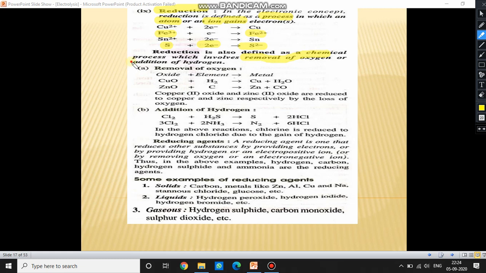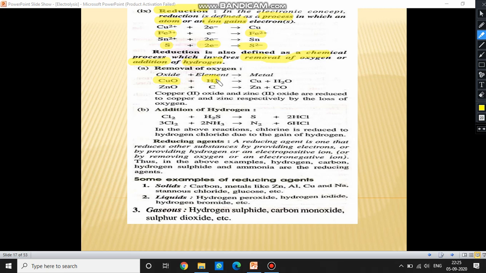Reduction can also be defined as a process which involves removal of oxygen or addition of hydrogen. So you can also define it as a removal of oxygen or addition of hydrogen. It is exactly the reverse of oxidation. For example, cupric oxide CuO, it's having oxygen. Now H2 is behaving as a reducing agent.